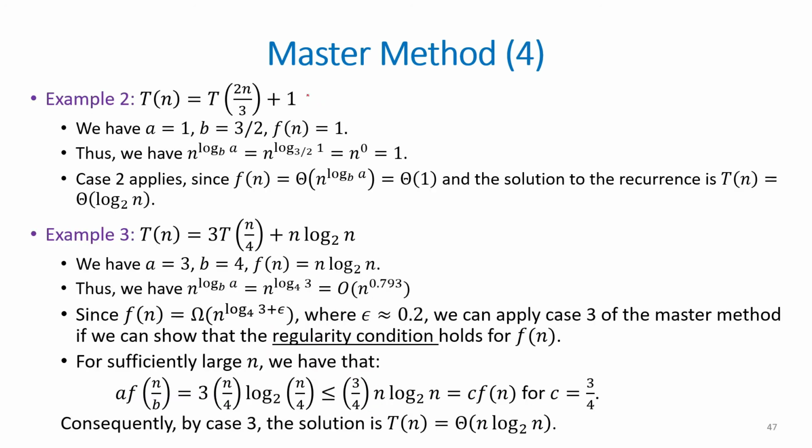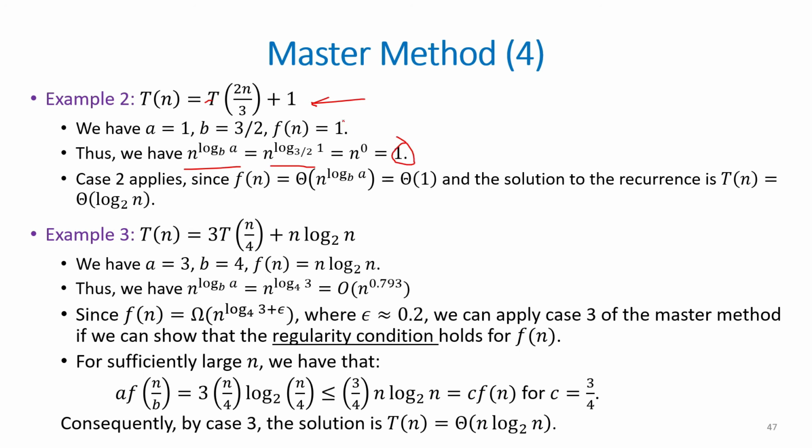Now let's take a look at another example. Over here, we have a is equal to 1 and b is equal to 3 divided by 2. f of n is also 1. So if we plug in a and b into this equation, we would get this, and we know that the value for this exponent part would be 0. So n to the power 0 would be equal to 1.